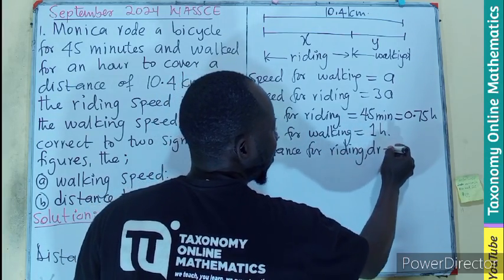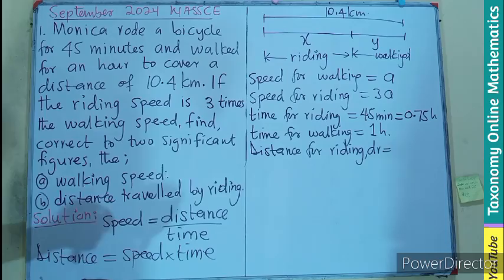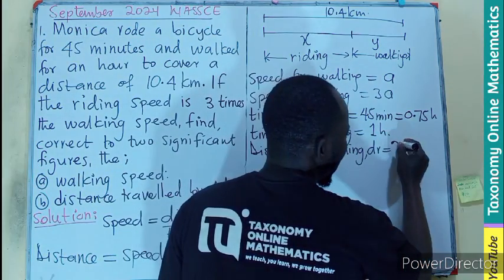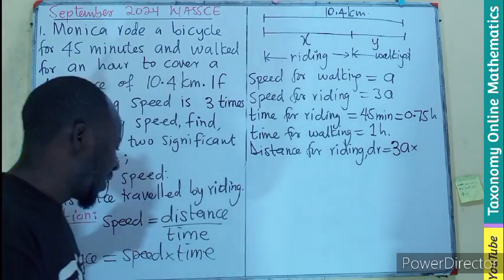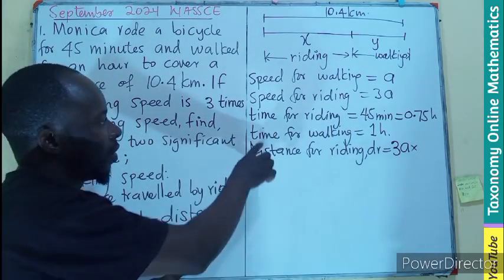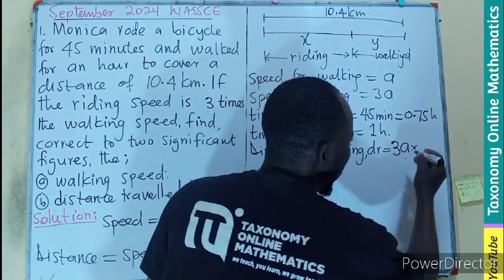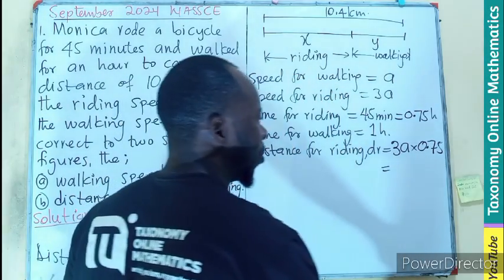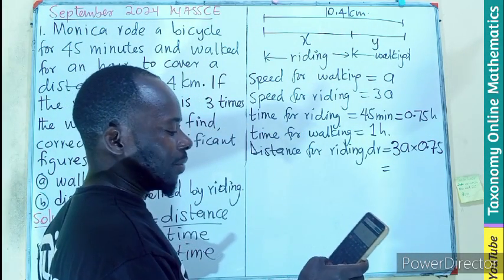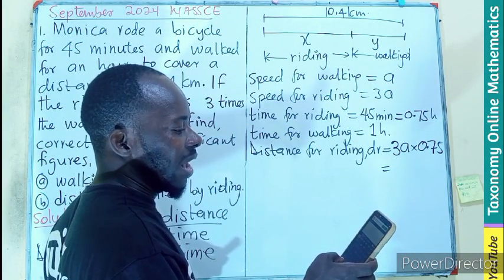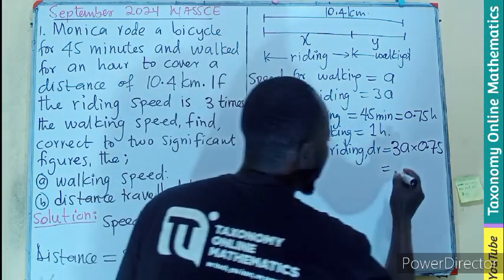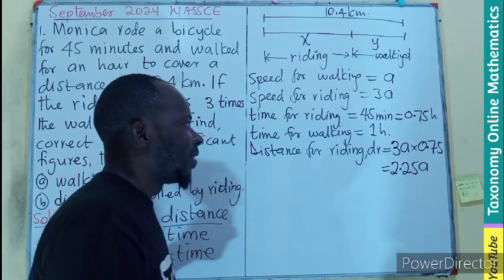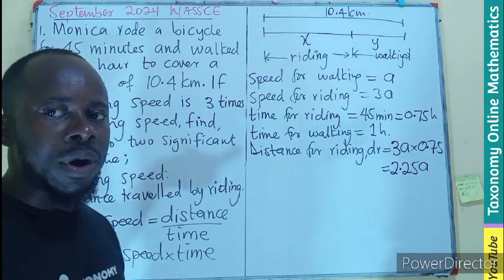Let's say dr equals the speed of riding. What is the speed? The speed of riding is 3A, times the time. The time for riding is also 0.75. Let's do that multiplication: 3 times 0.75 gives you 2.25. 2.25 what? A. The A is still there as the speed for walking.